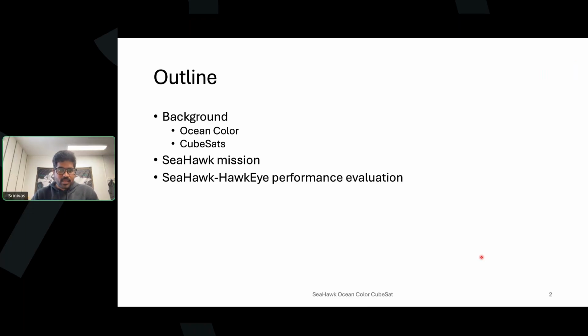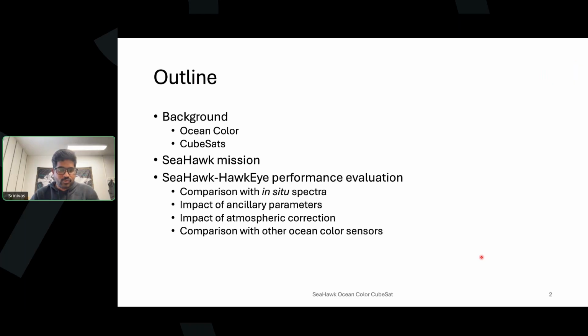Then we will take a deep dive into how the performance evaluation is carried out and other aspects. And finally, if time permits, I am working on an interesting application with the Hawkeye data, which is super resolution, and then some summary.